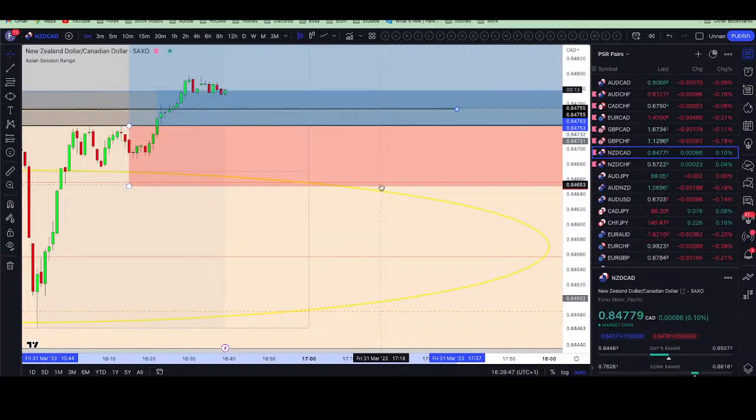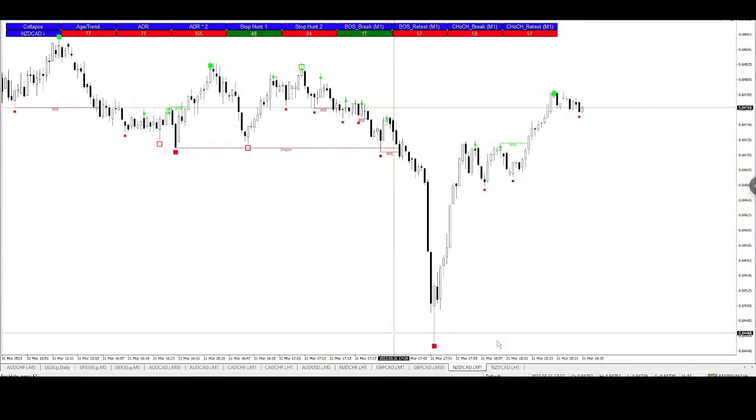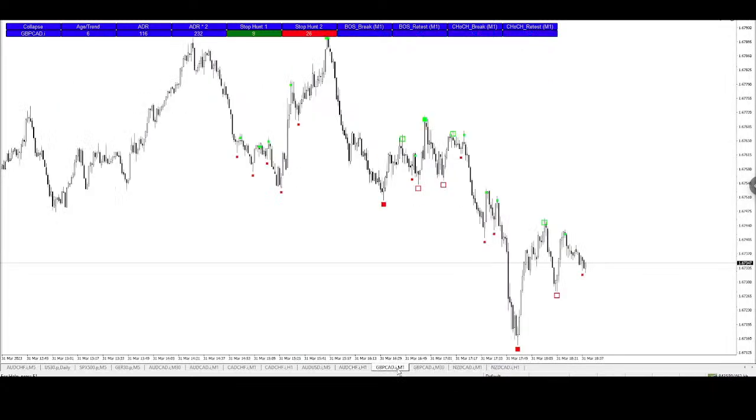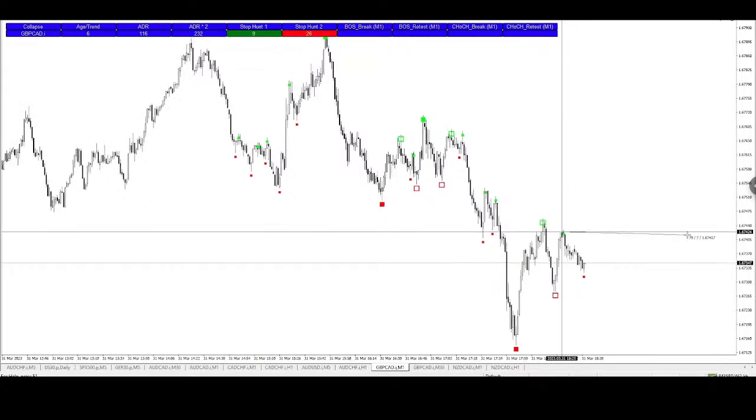Cool. Let's go check this. NZD, UD, nope. Okay, so Neo showing us on GBP CAD. There's another 1 minute break of structure level here, which gives you a better stop loss. This will give you like a 11 pip stop loss or 12 pip stop loss.